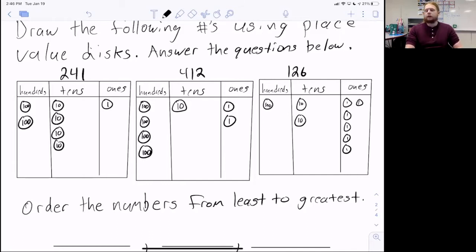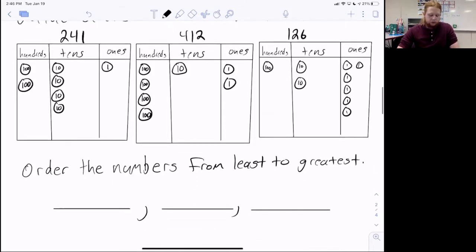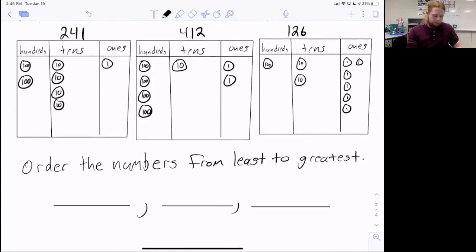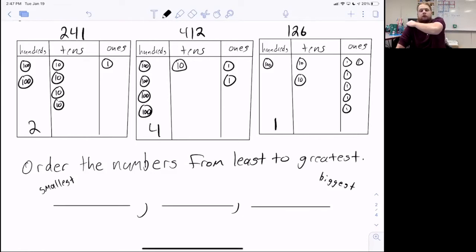Now, the cool thing is we can even compare three things if we want to. So we put our place values in, that was part one. Now we're gonna order from least to greatest. So least means the smallest number is gonna be on this side, and the biggest number is gonna be on this side. Okay. So let's compare again like we did last time. 241 has 200s. 412 has 1, 2, 3, 4 400s. 126 has 100. So my question to you is, are any of these the same?